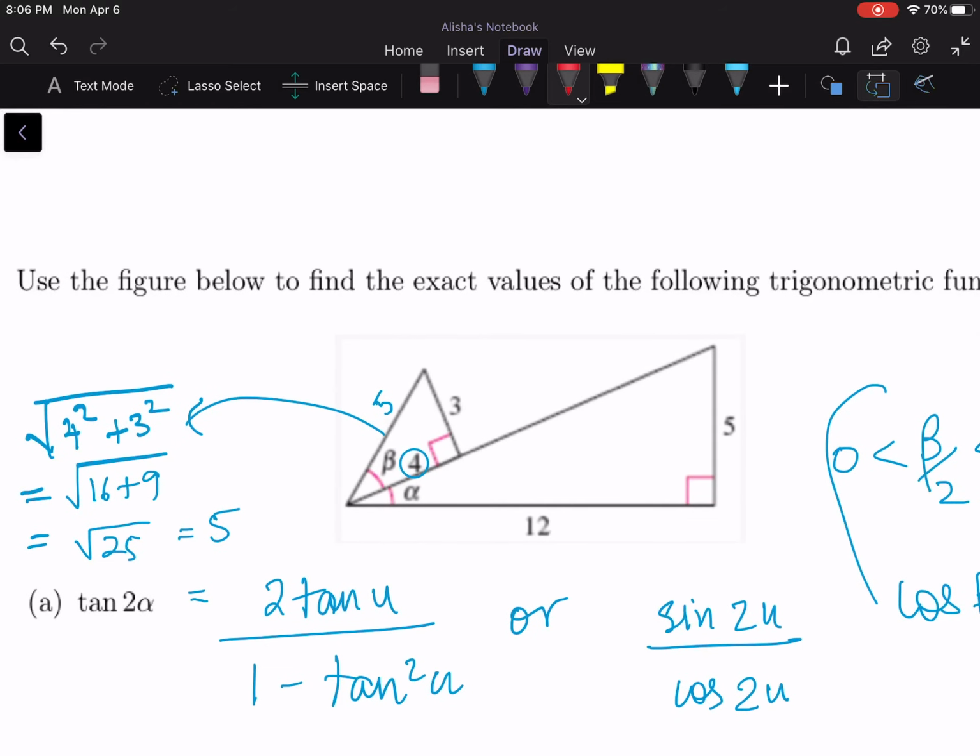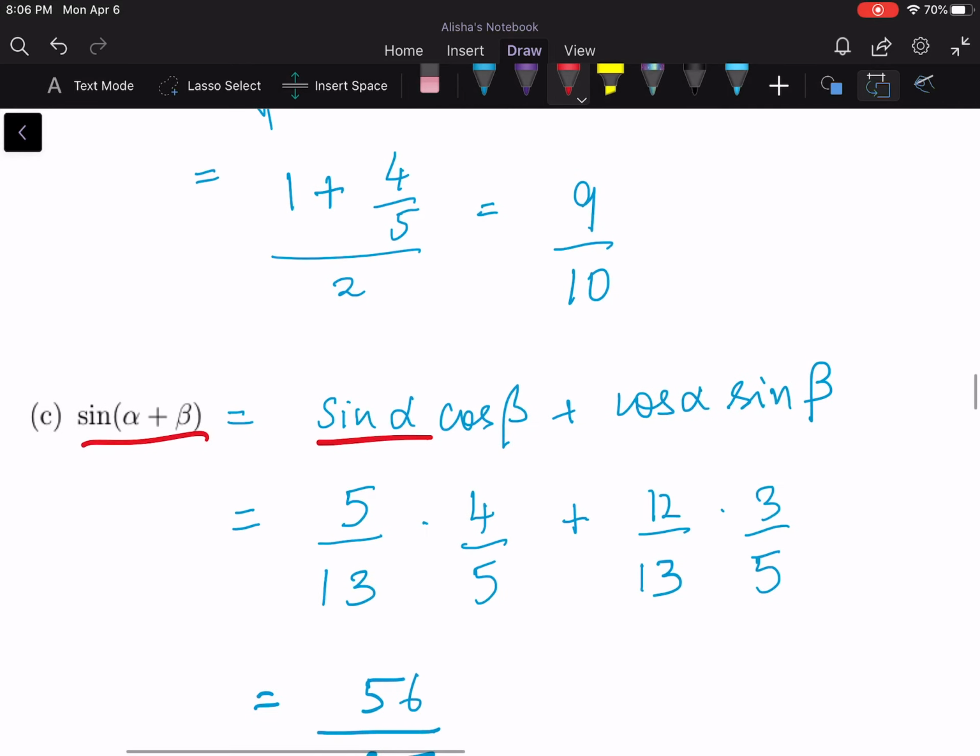So with alpha, I know that my opposite is 5. What's my hypotenuse? Well, again, I can use a Pythagorean identity. It's going to be the square root of 12 squared plus 5 squared, and you can work this out. It's going to work out to be 13. Okay, so that side is 13. So that's why I have my opposite, which is 5, over hypotenuse 13.